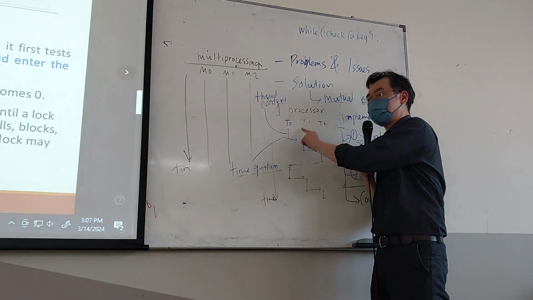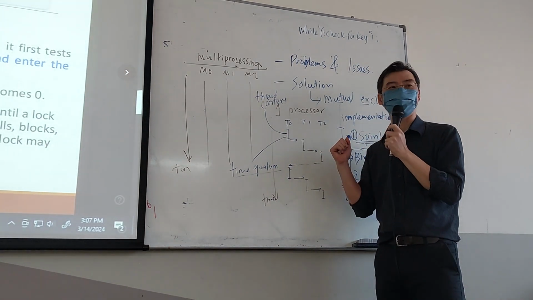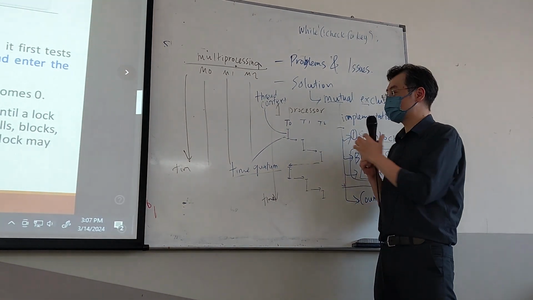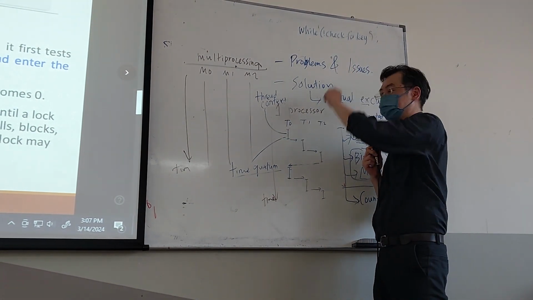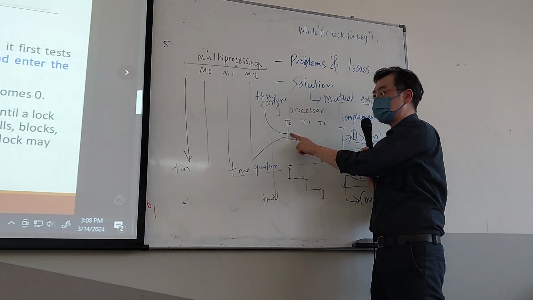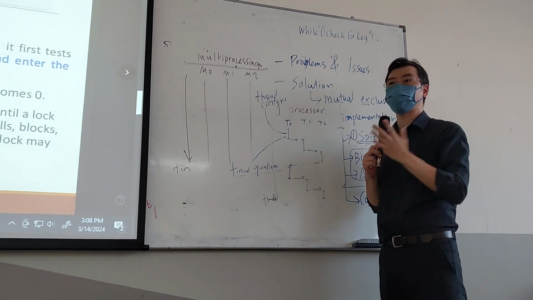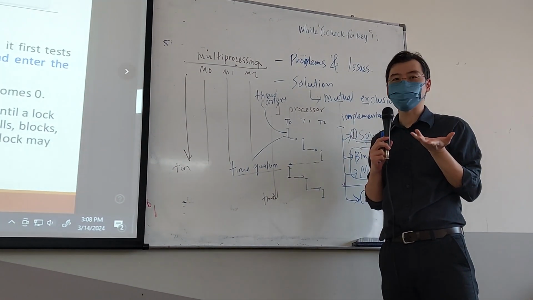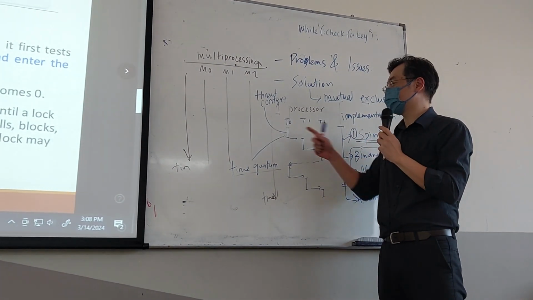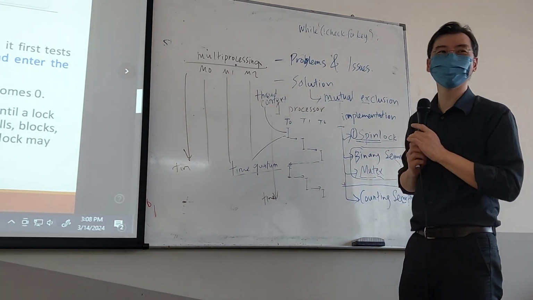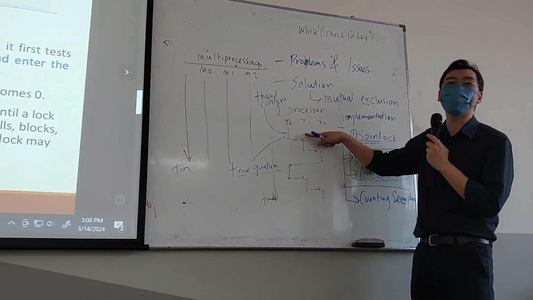You ask the operating system to switch immediately. So instead of wasting time spinning there when you cannot get the key, you tell the operating system, I have nowhere to go, I don't want to spin. So the operating system says, okay, you go to sleep, and I switch to T1.